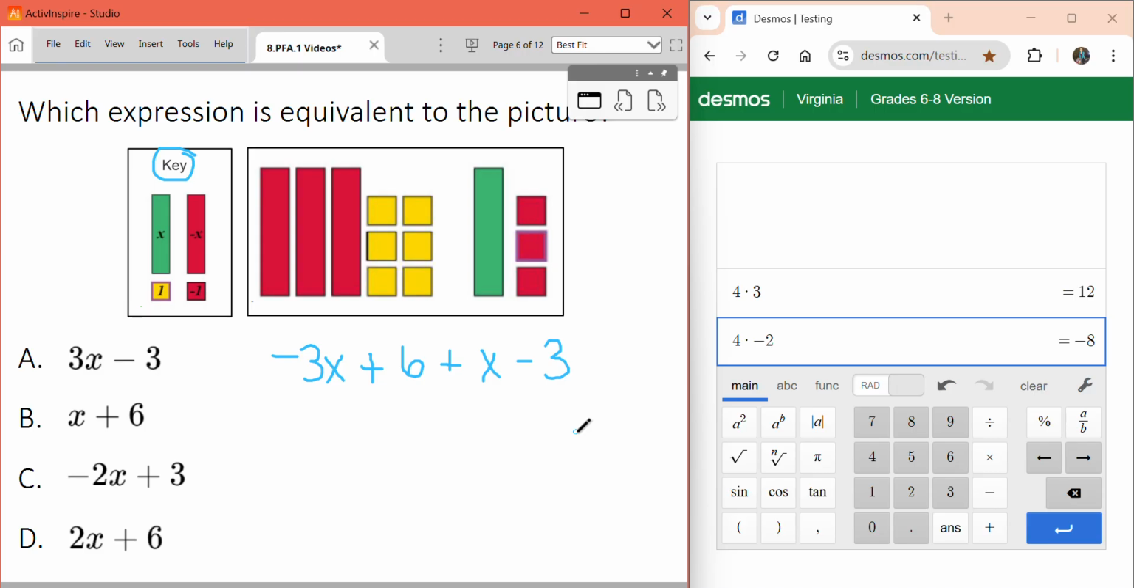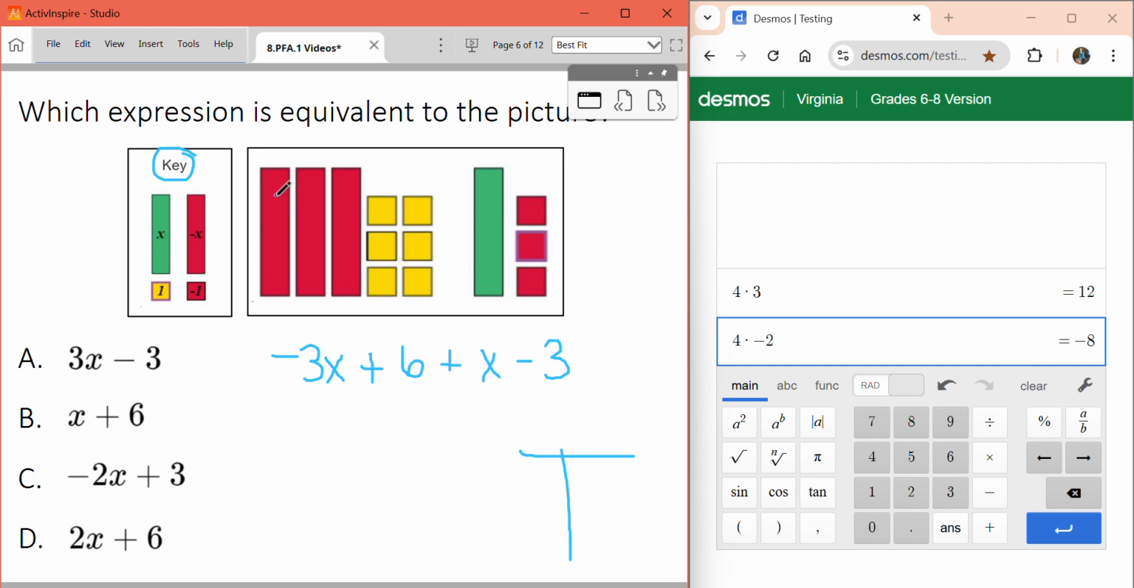So from here, I have 2 options. I can make a t-chart, or I can use my picture to simplify the expression. Now, I'm not going to make a t-chart this time because I'm going to do that in a different video. So if you want to know how to do the t-chart, check out 8.PFA.1b, which on your cards is like the next section. But instead, I'm going to cancel things out.